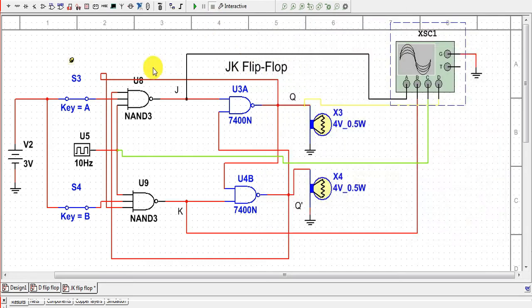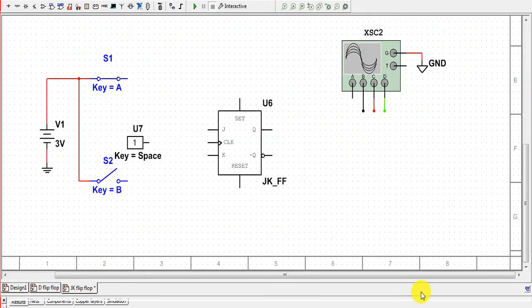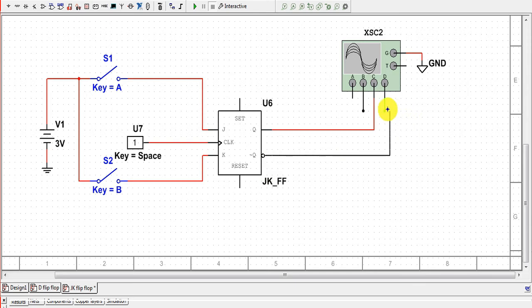Now we will make the JK flip-flop with the help of an IC. This is the IC for our JK flip-flop, in which the first terminal is for J, the third terminal is for K, and the middle terminal is for the clock pulse. Here are the set and reset pins, and these are the outputs Q and Q bar. We will connect the input from A to J, and the input from B to K. The clock pulse is connected to the clock pin, and the output Q is connected to C, and Q dash is connected to D.